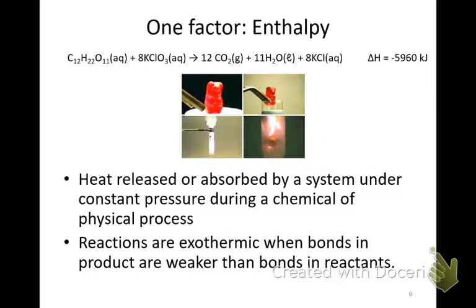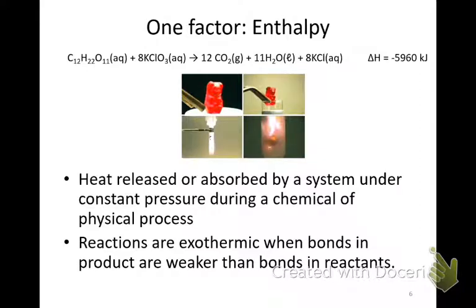Okay, so why do reactions proceed in a particular direction? Well, one factor that you've talked about in Chem 131 is enthalpy. And maybe you remember that enthalpy is given the sign delta H, and it is the heat that is released or absorbed by a system under constant pressure during a chemical or physical process. Reactions are exothermic when the bonds in the product are weaker than the bonds in the reactants. So we make weaker bonds and release that extra energy.